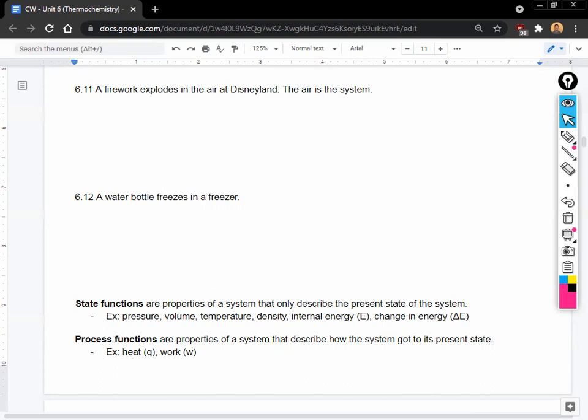Alrighty, guys. So let's go over this. Hopefully it wasn't too bad. So 6.11, a firework explodes in the air at Disneyland. So we're at Disneyland. We have that castle, right? And then we have the fireworks blowing up. This is the fireworks.